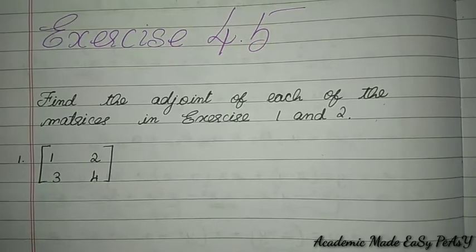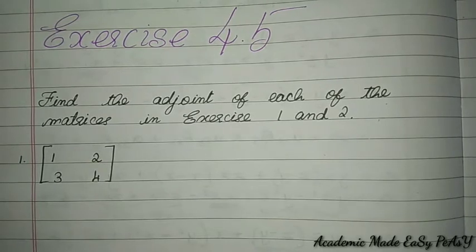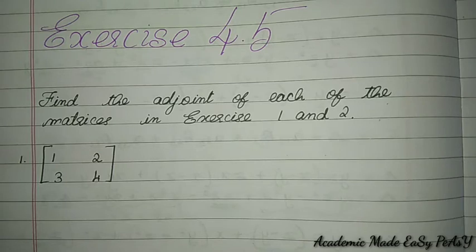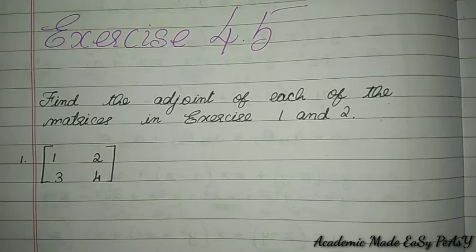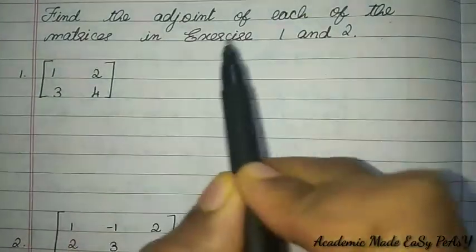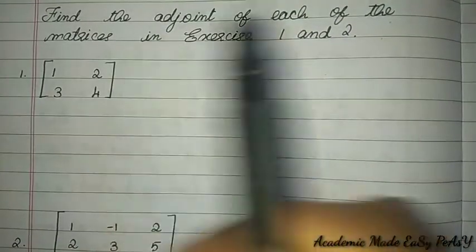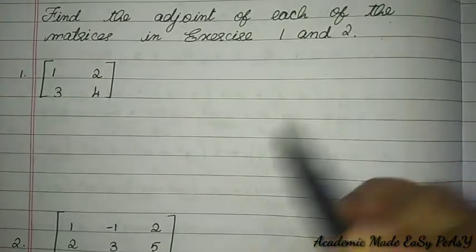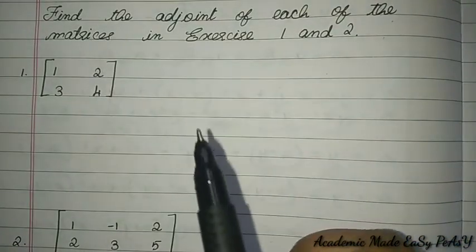In this video we will be learning exercise 4.5 from the chapter Determinants. In this exercise we will be learning about adjoint and inverse of a matrix. So now let's get started. Find the adjoint of each of the matrices in exercise 1 and 2. In questions 1 and 2, we have to just find the adjoint.